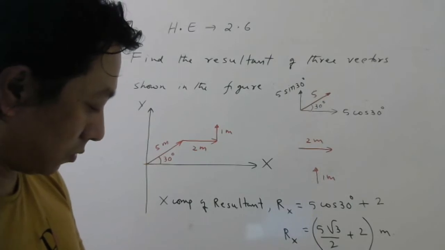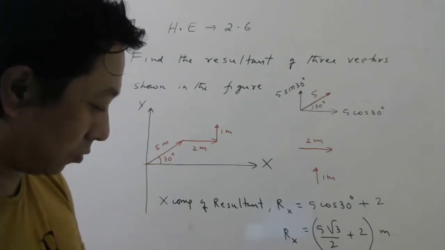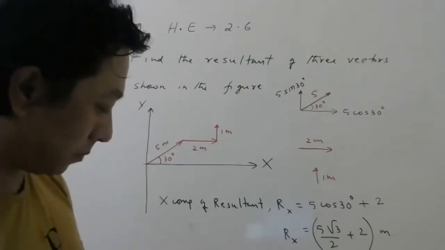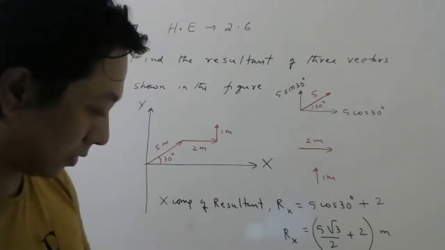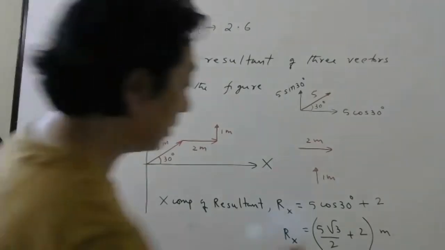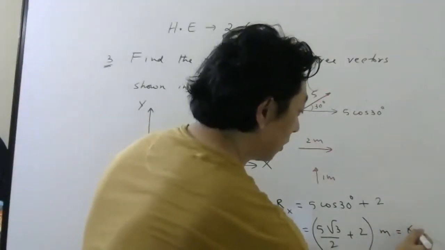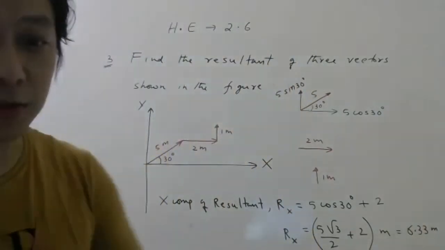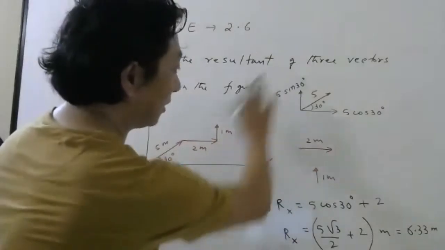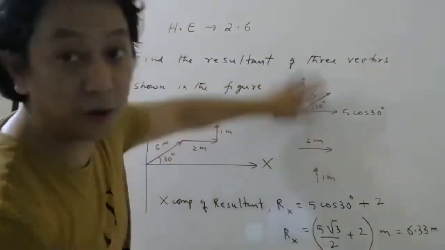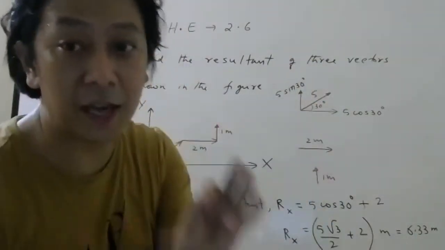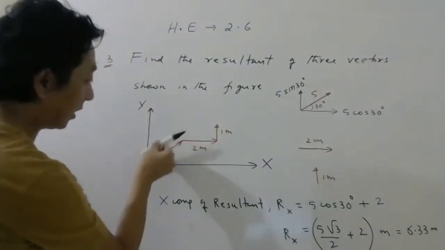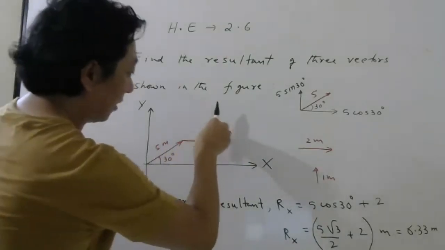5 into 1.732 divided by 2, then plus 2. So 6.33. So this will come 6.33 meter. So that is your x component of the resultant vector after adding all the x components of the 3 vectors. Again, I am telling, in the problem, 3 vectors were given. This vector, this vector, this vector.